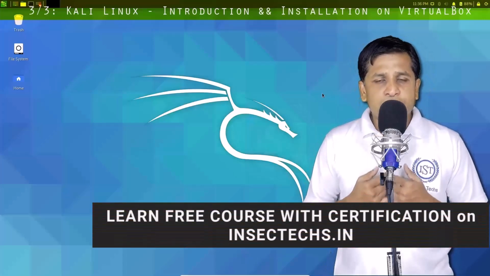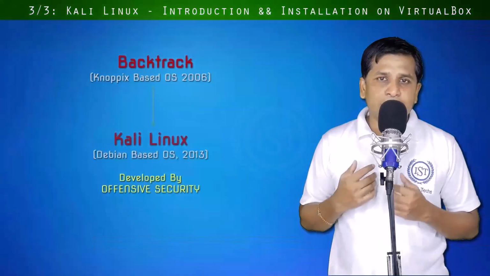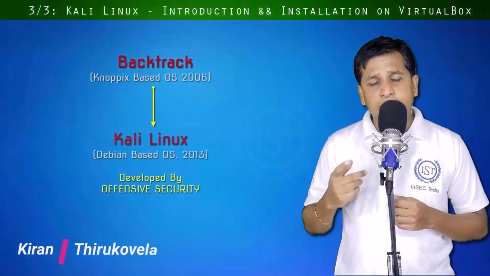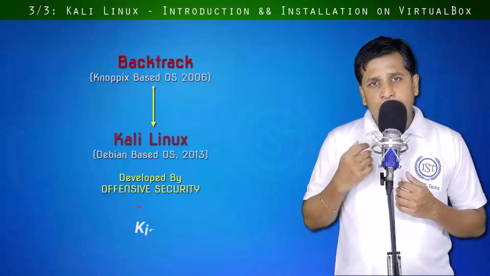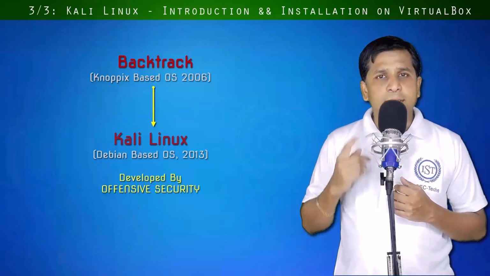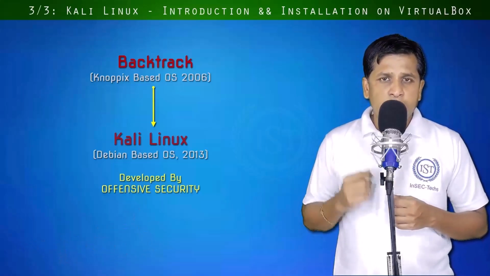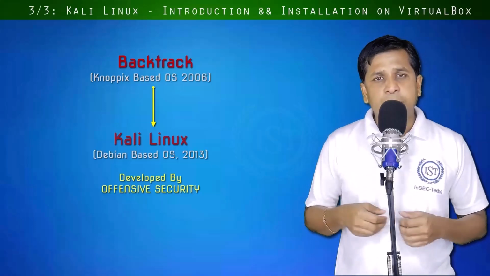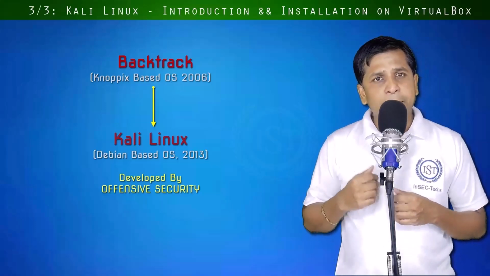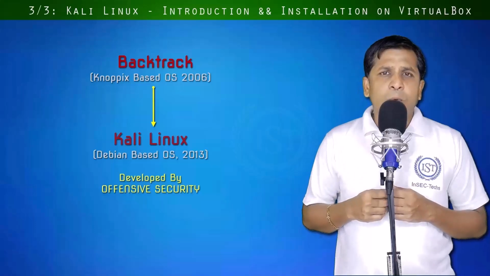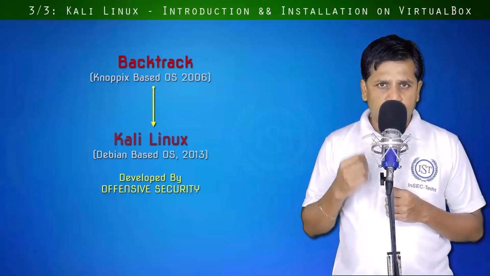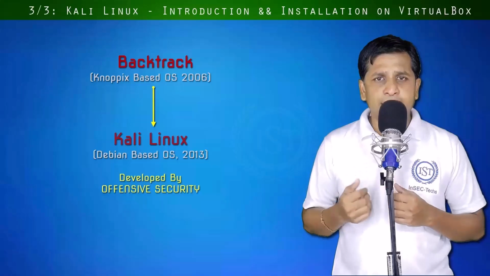Kali Linux was built by replacing the Backtrack operating system in the year 2013. Backtrack was built in 2006 by the Offensive Security team for digital forensics and of course penetration testing. Backtrack R5 was the last version of Backtrack, which was later replaced by Kali Linux.